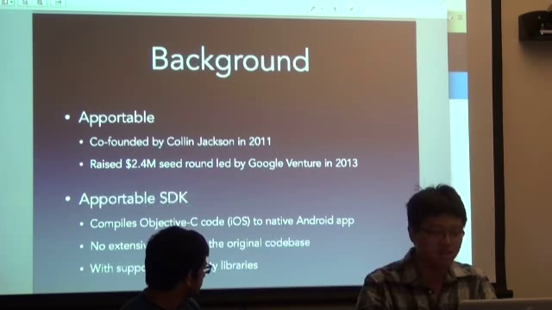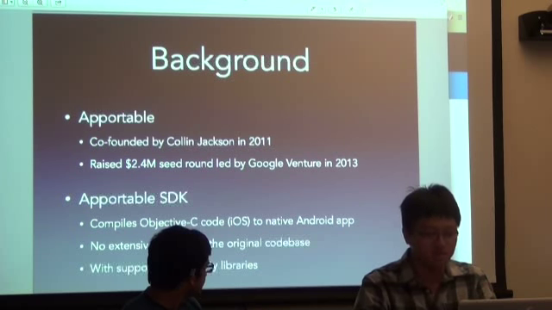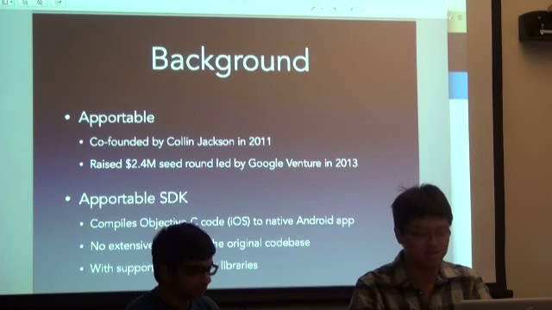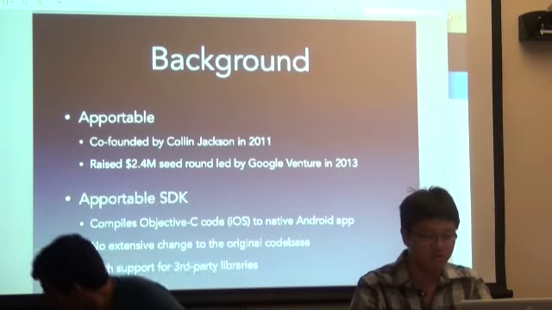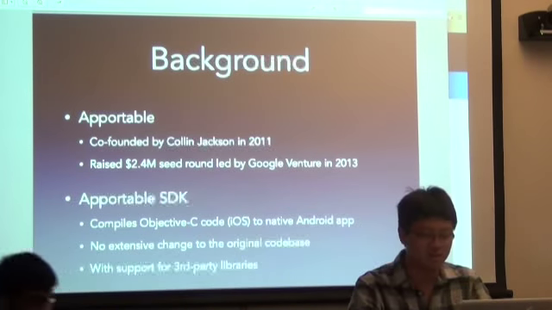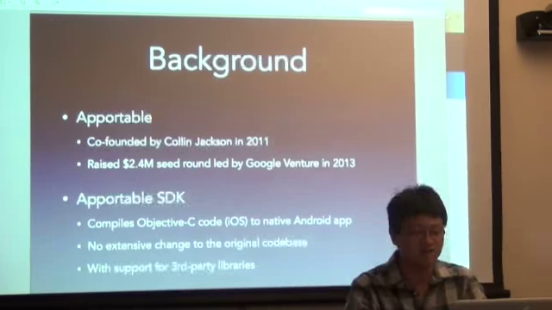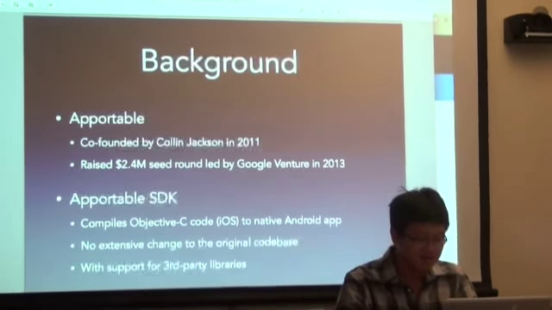And then the Apportable SDK. The Apportable SDK compiles the Objective-C code, that means the code of your iOS apps, into a native Android app without changes, without translating into Java code, and without maintaining another code base. It just sticks to the original code base, and everything is automatically, magically done for you.